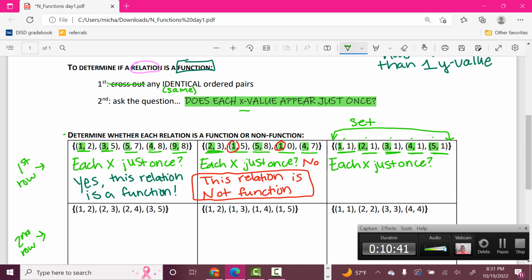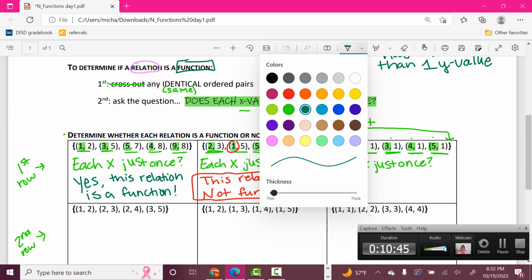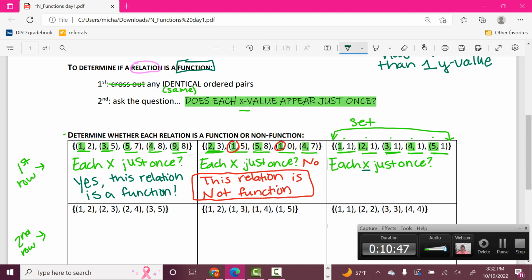So even though there was a whole bunch of 1s in this problem, every x value was associated or corresponded to a single y value. Each x value, 1, 2, 3, 4, and 5, only occurred once. So yes, this relation is a function.